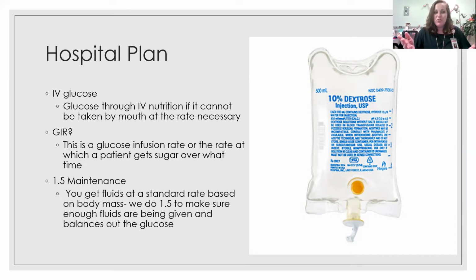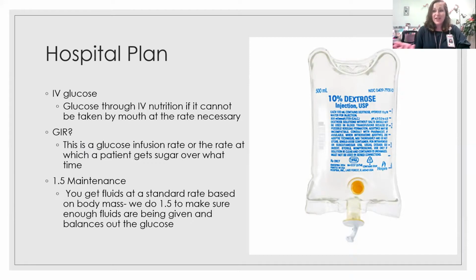And so if your glucose is low, what do we want to do? We want to give you sugar. So that's what dextrose is. It's that sugar that's going to help raise your body's sugar and get your metabolism back to normal. And so this is glucose through IV nutrition, so intravenous nutrition.